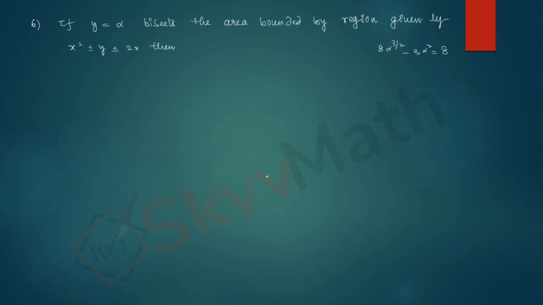Next problem on area: if y is equal to alpha bisects the area bounded by the region given by x square is less than or equal to y is less than or equal to 2x. If you split this, you will have two curves. One is x square is equal to y, and the other is y is equal to 2x.